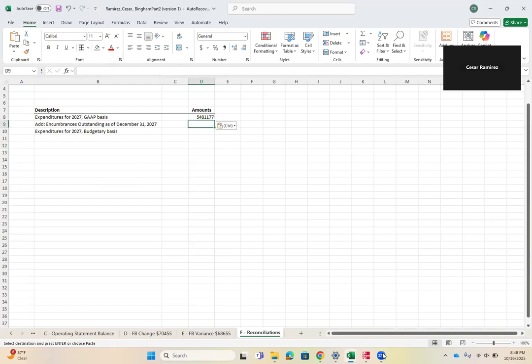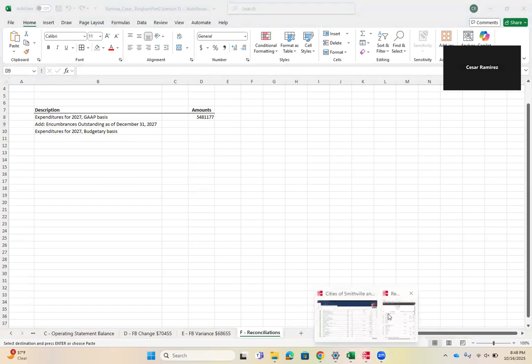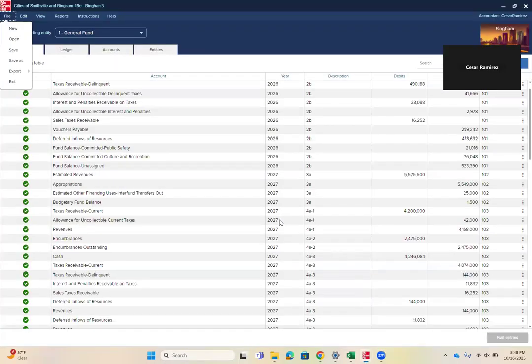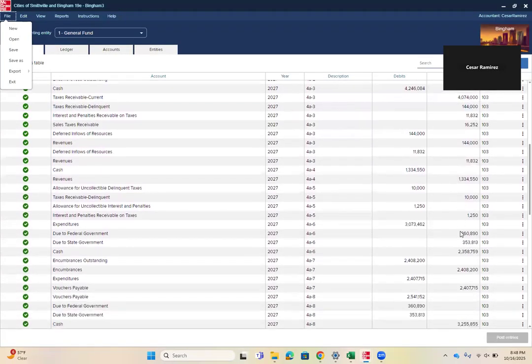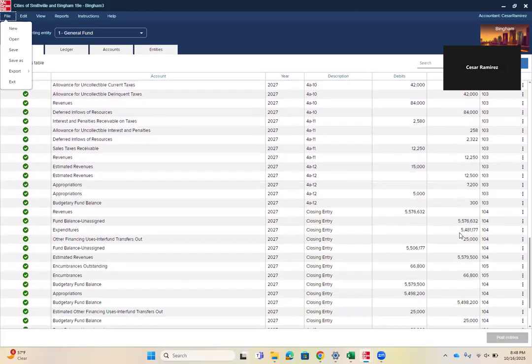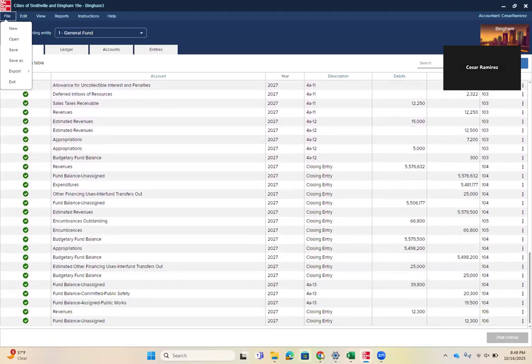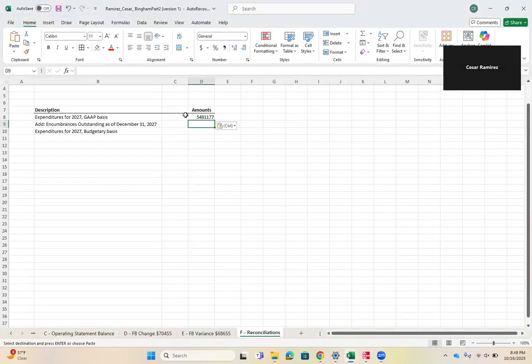And then encumbrances outstanding would be, I don't think it shows it on here, but we have, where is it? The 66800. Plug that in. 6800. And then to get the value, we're going to do equals the expenditures plus the encumbrances. And it gives us that amount, which I hope is right.